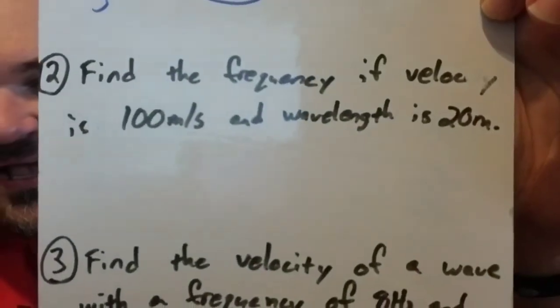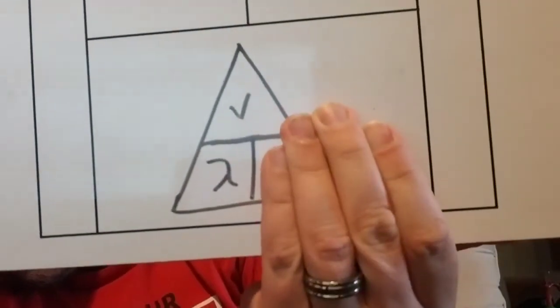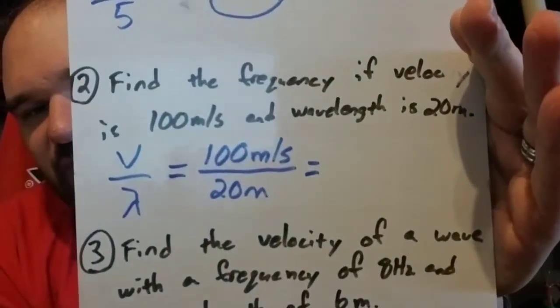Find the frequency if velocity is 100 meters per second and the wavelength is 20 meters. Intentionally keeping these a little simpler. So now we're finding the frequency. Bring our equation back up. We're going to cover frequency. We see that it's going to be velocity divided by wavelength. So V divided by lambda. You go ahead and write out the full equation on this one. Equals our velocity, 100 meters per second, and I am intentionally doing this a little bit differently than I did the last one. 100 meters per second divided by 20 meters.